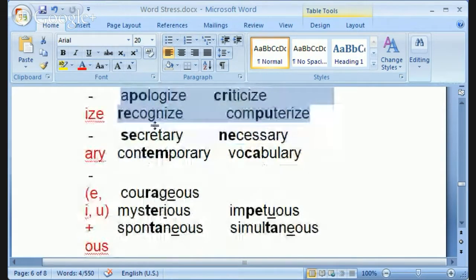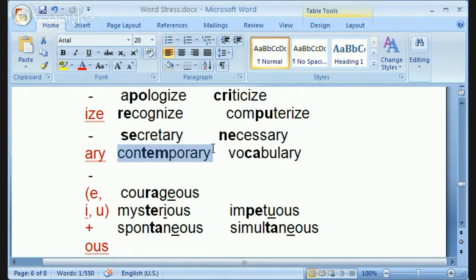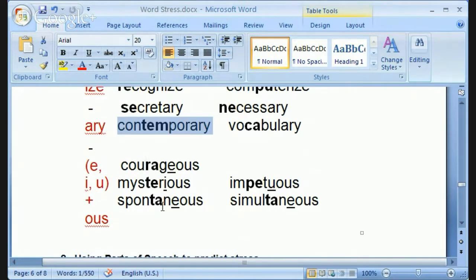You're absolutely right. Secretary, necessary, vocabulary, contemporary. These "ary" words can be, well, what are they? Irving? Secretary. Is it a noun, an adjective, an adverb? Secretary, it's a noun. Yes, it is. But then on the other hand, we have contemporary and necessary. Well, which are adjectives. Okay, so "ary", again, can be a noun or an adjective. The "ous" endings.